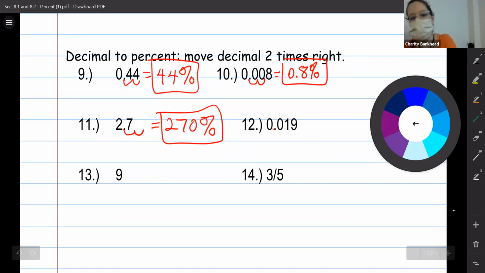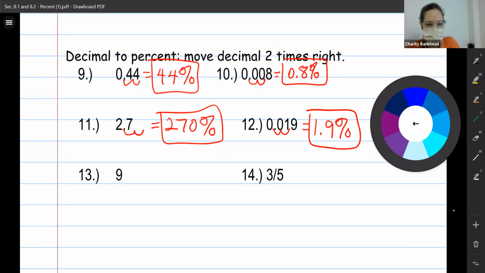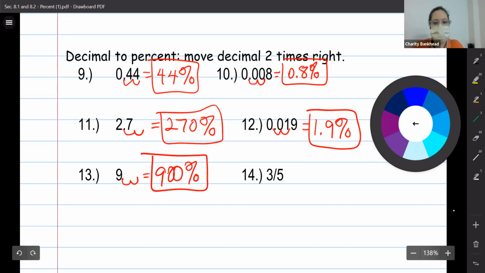0.019 turns into 1.9%. And then 9 turns into 900%. And then for 3/5, we would first want to change that to a decimal. So we would just divide 3 divided by 5, which equals 0.6. And then we can convert that to a percent, which would be 60%.